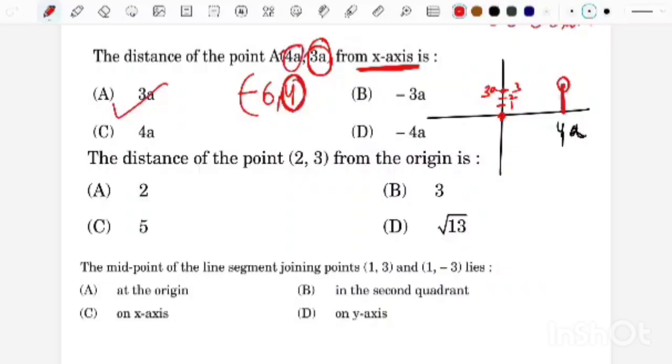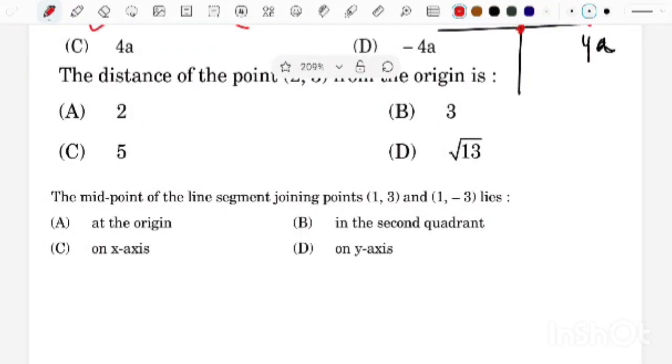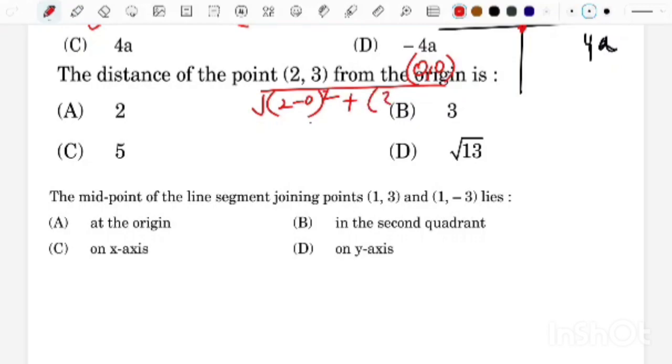Got it? Next question. The next question is the distance of the point (2, 3) from the origin. One point is (2, 3), the second is (0, 0). You can easily calculate it. 2 minus 0 whole square by the distance formula. 2 square is 4, 3 minus 0 square, 3 square 9. Root 13 is your answer.